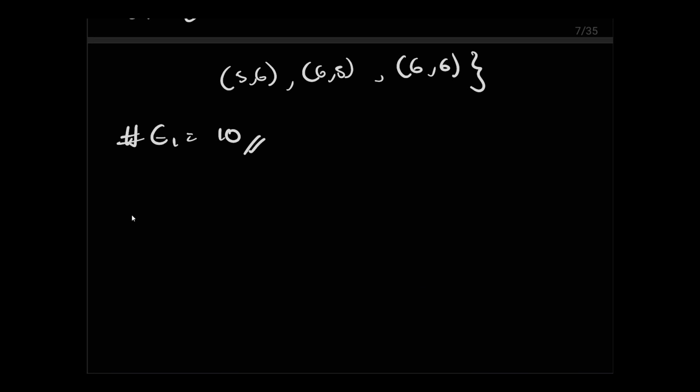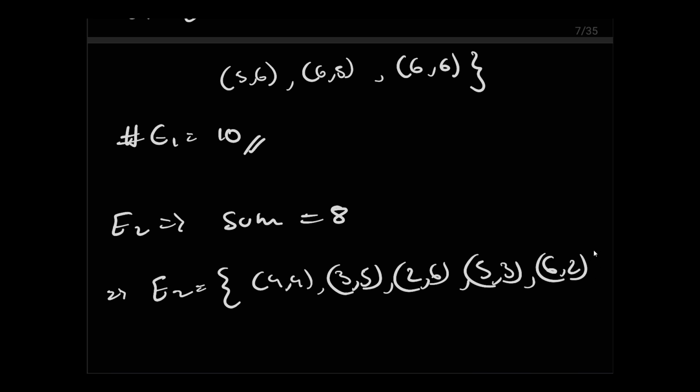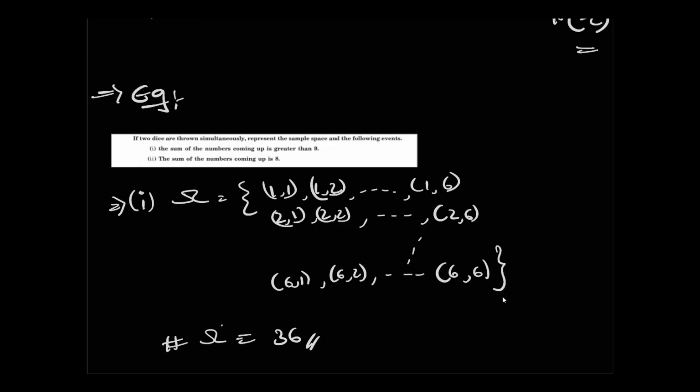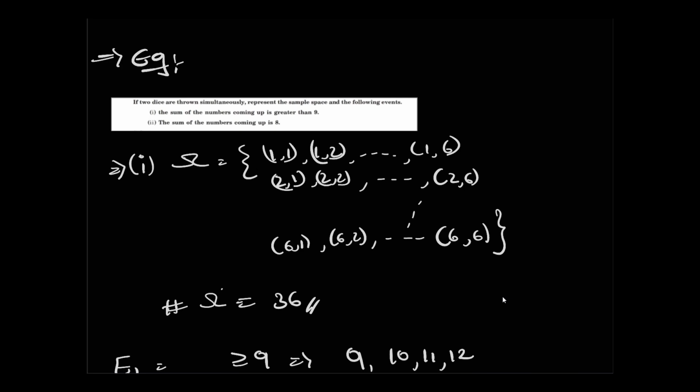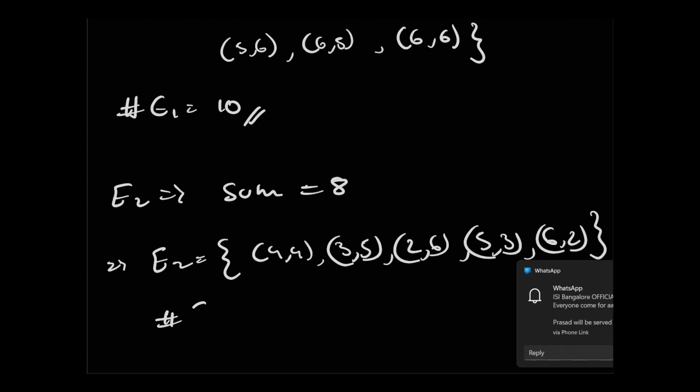Now for E2, E2 is saying that the sum should be equal to 8. That means E2 will be 4 comma 4, 3 comma 5, 2 comma 6, 5 comma 3, and 6 comma 2. So event E2 will be this, and the number of elements in E2 will be 1, 2, 3, 4, 5.